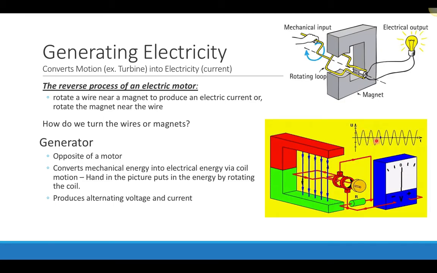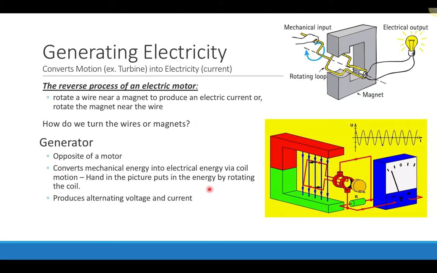It produces a changing current, and the magnetic field that's passing through the coil is changing in time. And that's what this voltage is. It's going back and forth. It's just changing polarity as it goes around. So generators are going to be opposite of motors. I mentioned this earlier, they convert mechanical energy, the rotation, into electrical energy.